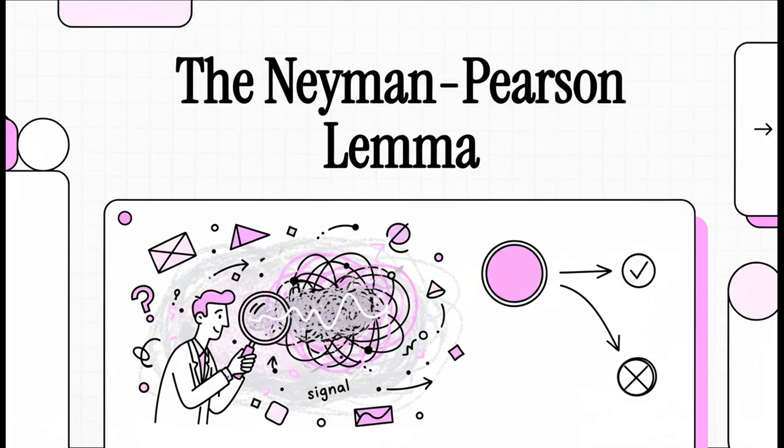Whenever we look at data, we're really just trying to find a clear signal hiding in a whole lot of noise. It's a huge challenge that researchers and scientists deal with every single day. How do you make the best possible decision when the information you have is, well, uncertain?